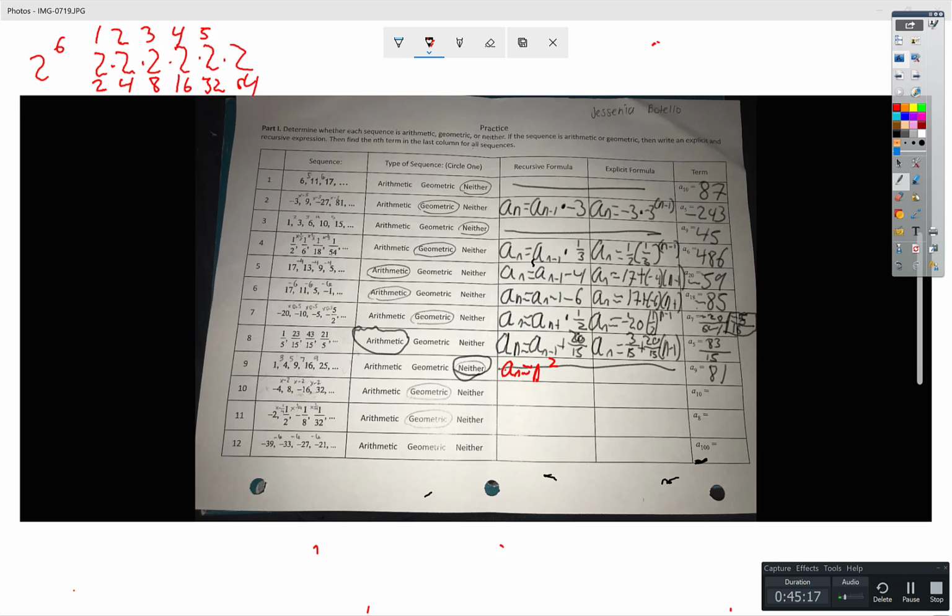All right, so battery's running low. Let me try to finish this up really quick.